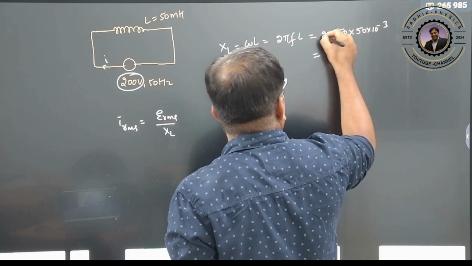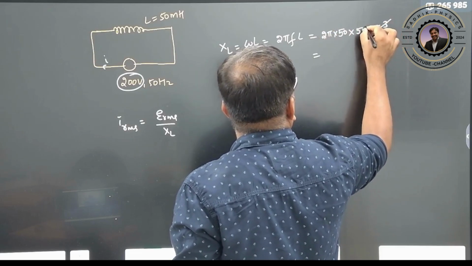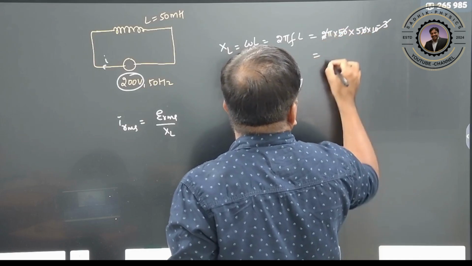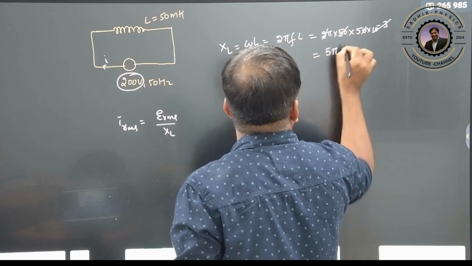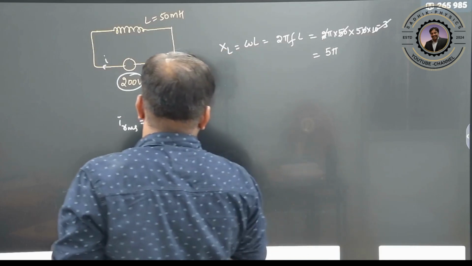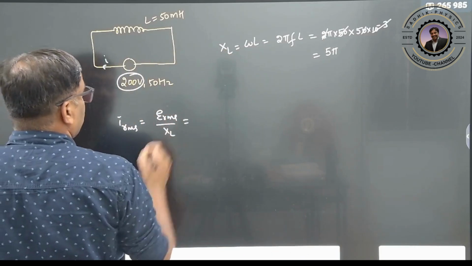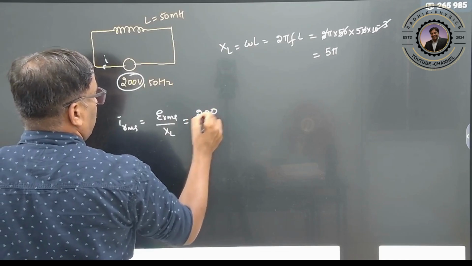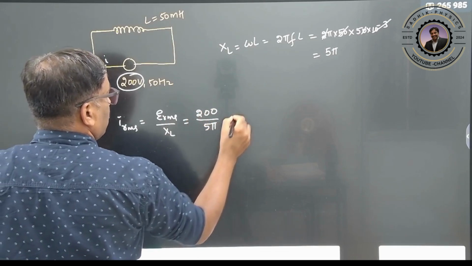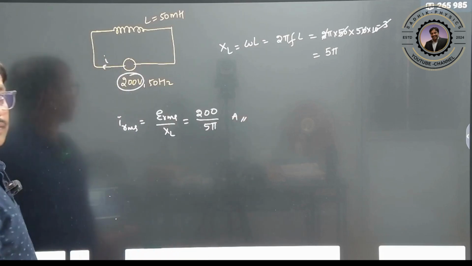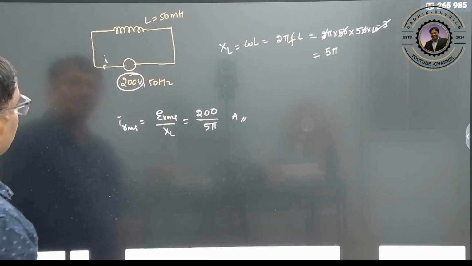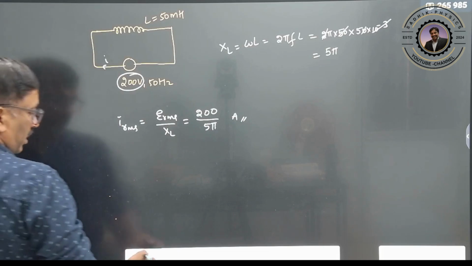This 0, this 100, this is gone. So it remains like 5 pi. So how much will it be now? ERMS, no? Therefore it will be 200 divided by 5 pi ampere. Clear? This is your IRMS, no? I naught you can rewrite it as, no?